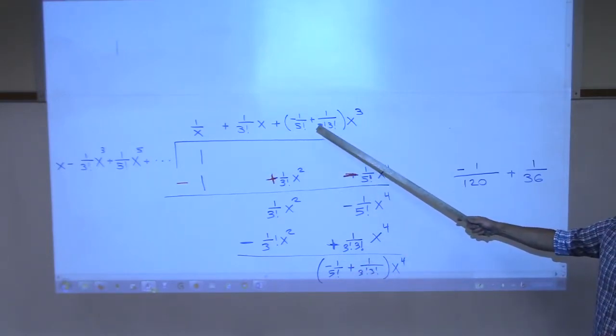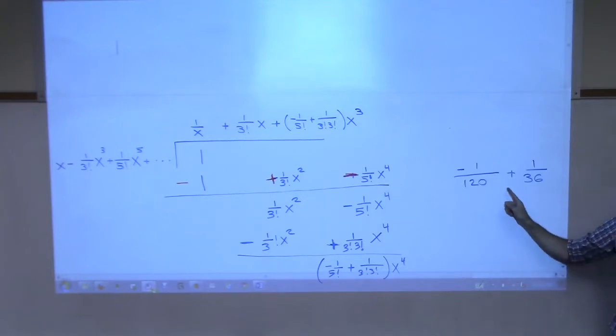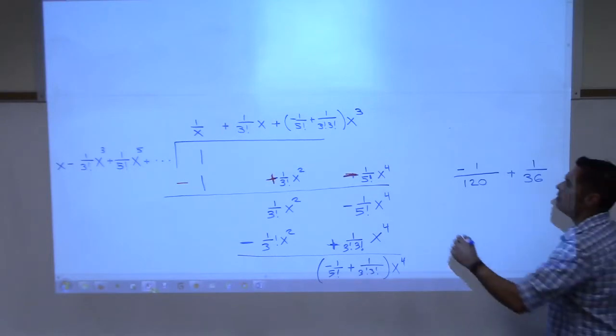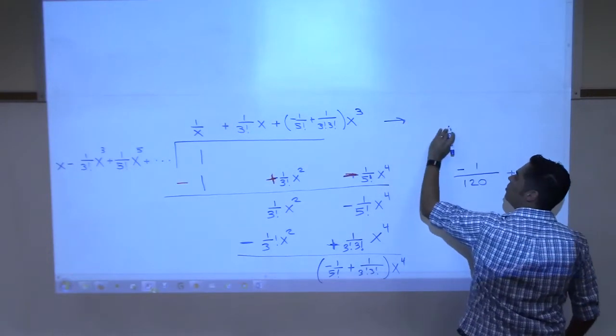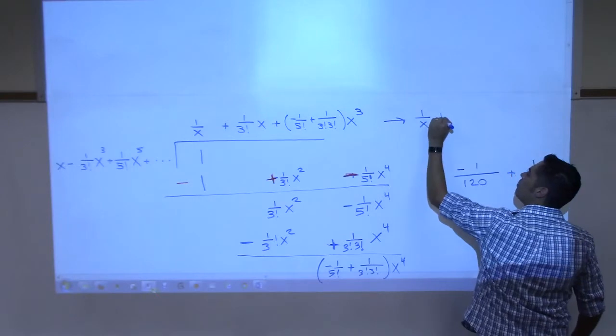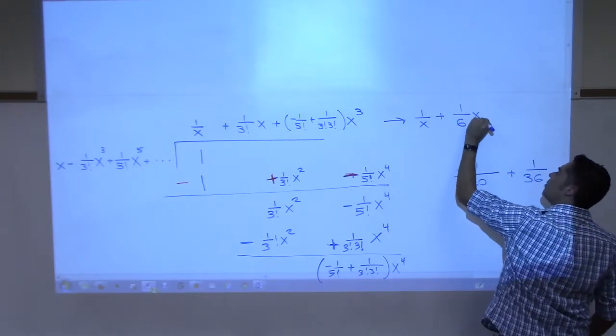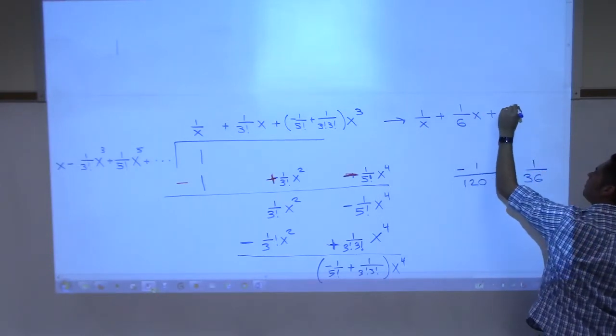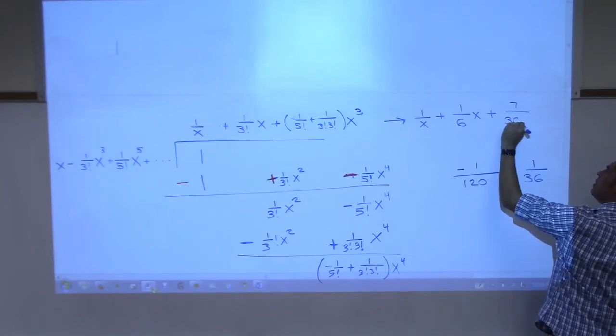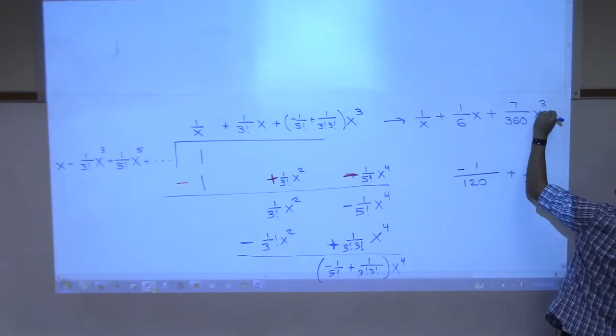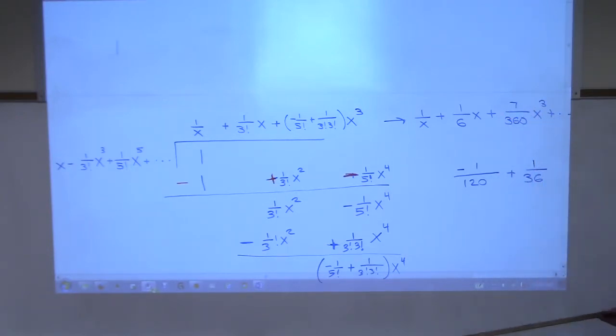And to get this coefficient, what is negative 1 over 120 plus 1 over 36? 7 divided by 360. So this is really turning into 1 over x plus 1 over 6x plus 7 over 360 x to the 3rd plus ... There's your power series expansion.